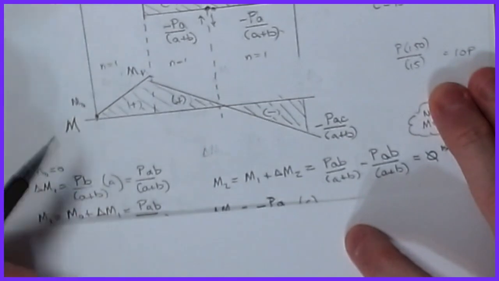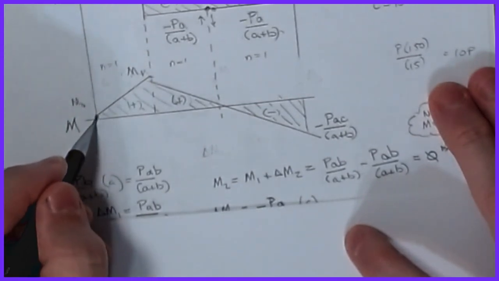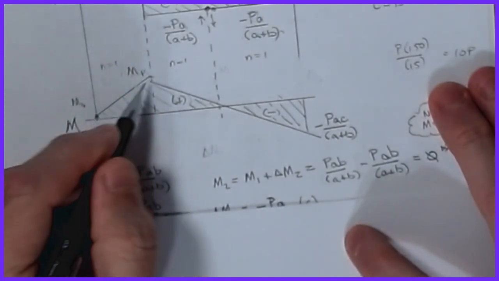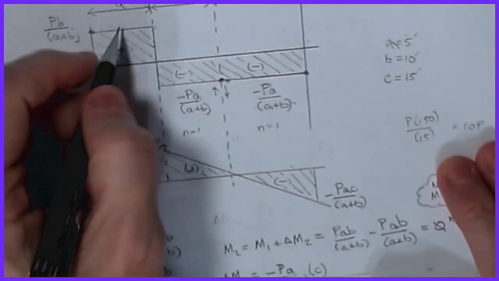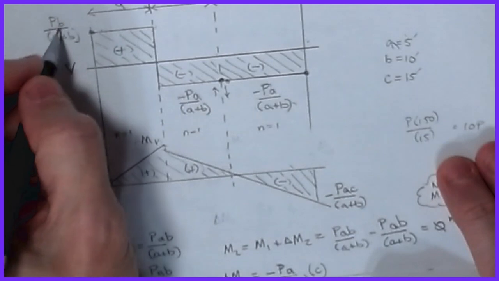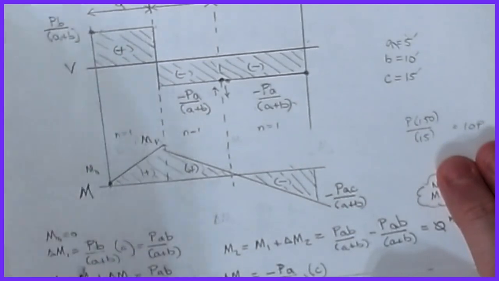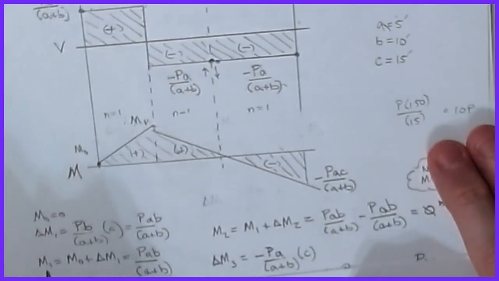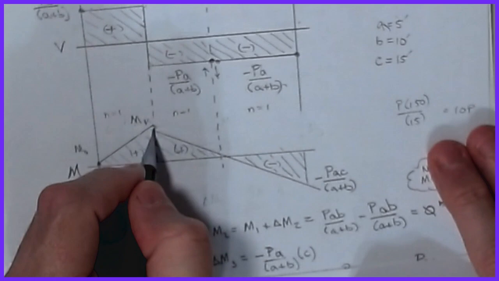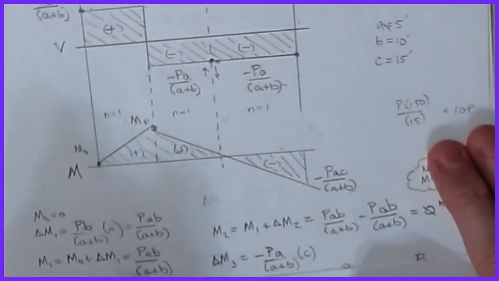All right, so we know that M0 is 0 because that's where we started. The change between 0 and 1 is this delta M1 value, so that's going to be the area here. If it's A wide and this is PB over A plus B, then the change is this PAB over A plus B. And so then the M1 data point, which is here, is going to be PAB over A plus B.